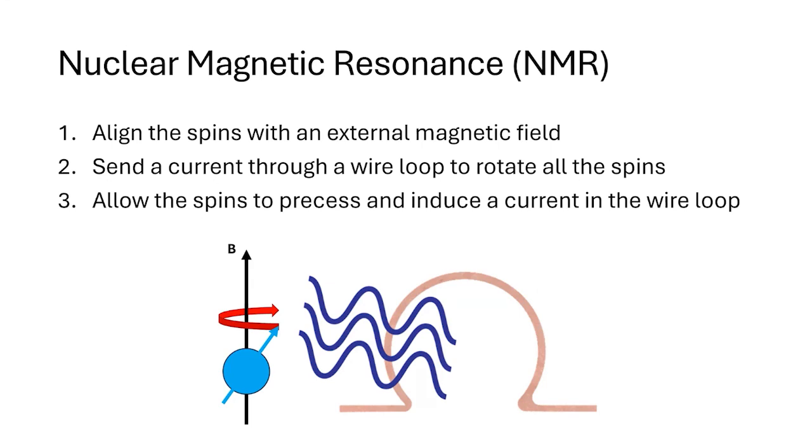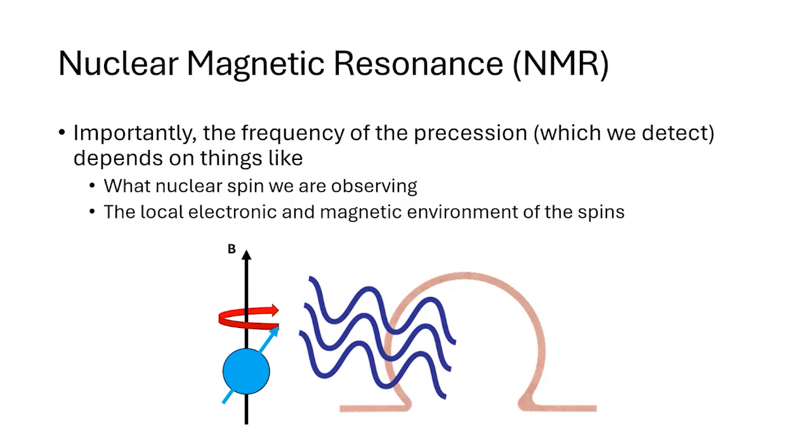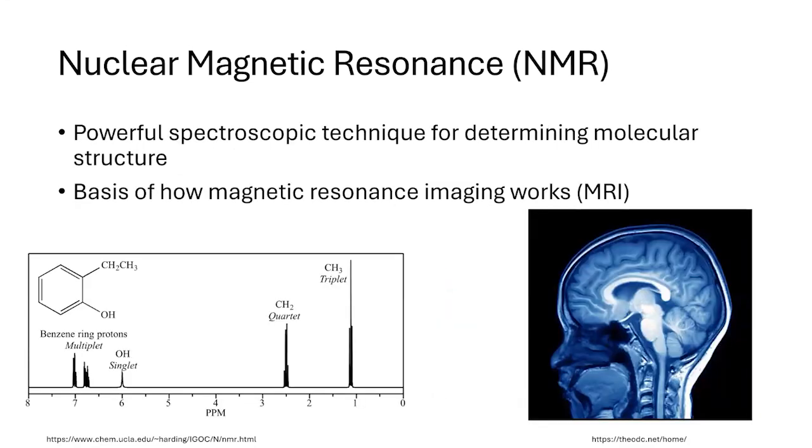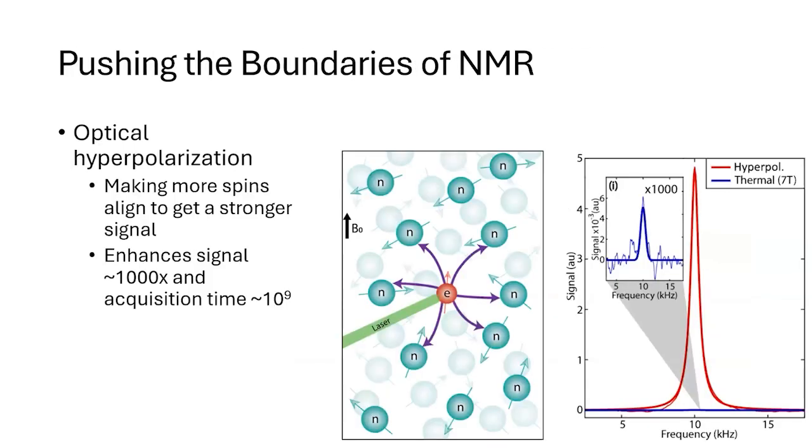These precessing spins will create a changing magnetic field, which will induce some current in the wire loop, which we detect as the signal in our experiment. The frequency that these spins precess at, and therefore the frequency of the current which we detect in the coil, depends on things like what kind of nuclei you're observing and also the local electronic and magnetic environment of the spins. This allows you to do some very powerful things like determine molecular structure of chemicals, and also it's the basis of how MRI imaging works.